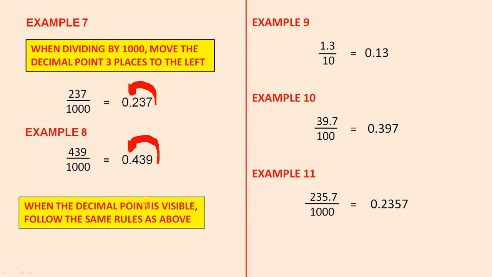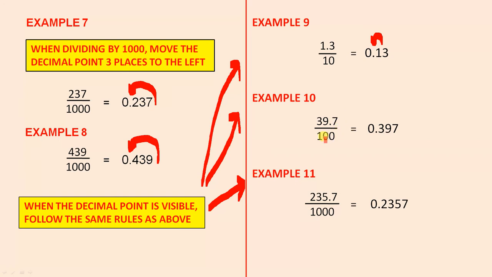So when the decimal point is visible, follow the same rules as above. So for these examples here, so this is now telling us about this one, and this one. And it's saying when the decimal point is visible, follow the same rules as above. So for a number like this, 1.3 divided by 10, see how the decimal point is visible? All we've done is we've moved it from there, 1 place to the left, because we divided by 10, and that's why we have 0.13.